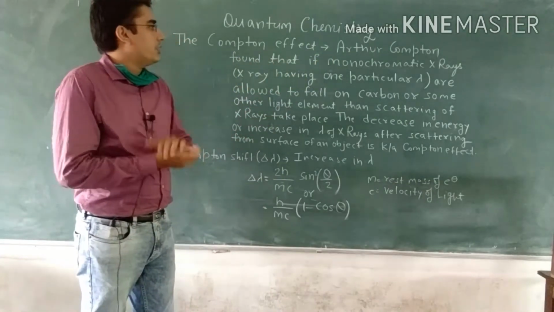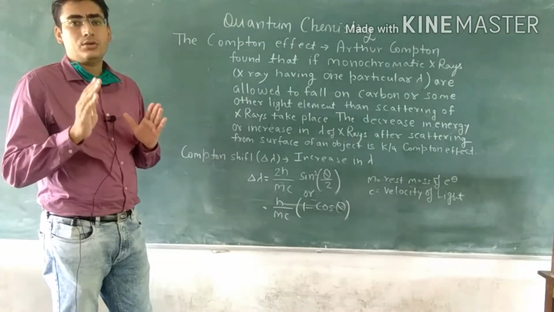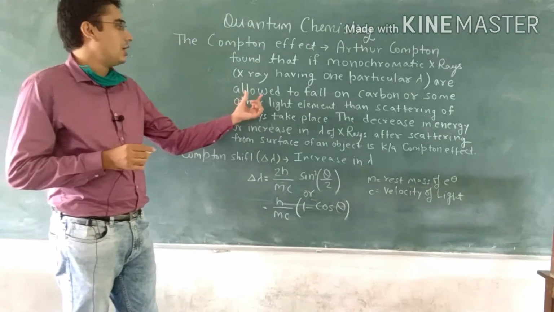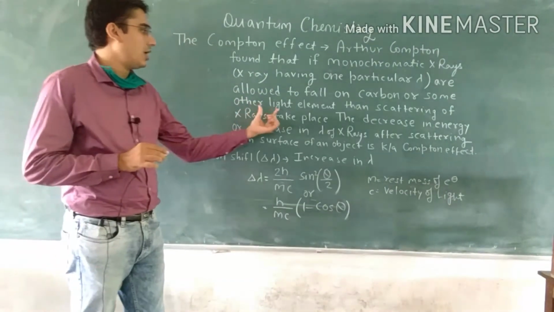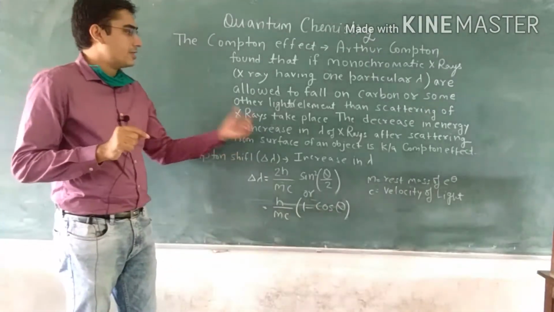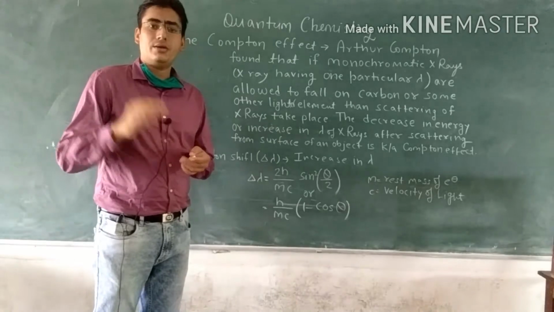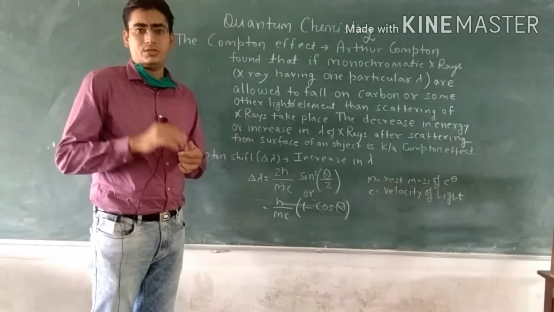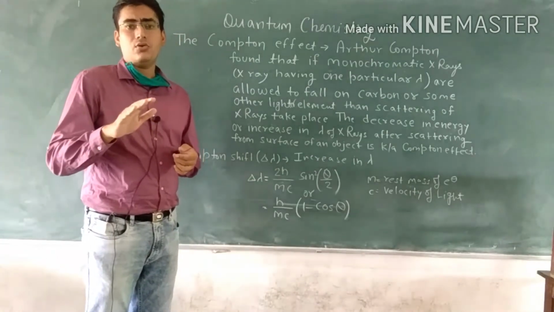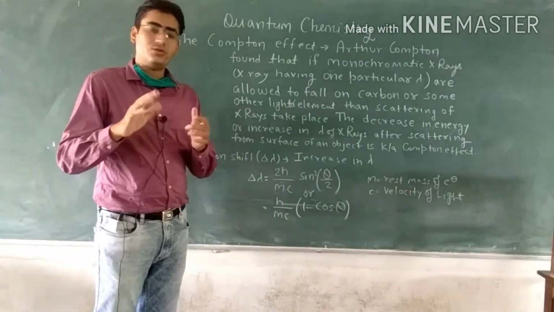Arthur Compton found that if monochromatic X-ray, meaning X-ray having a particular wavelength, is allowed to fall on carbon or some other lighter element, then scattering of the X-ray takes place. Due to scattering of X-ray, the energy of X-ray will decrease. That means frequency of X-ray will decrease and the wavelength of X-ray will increase. The increase in lambda is known as Compton shift.